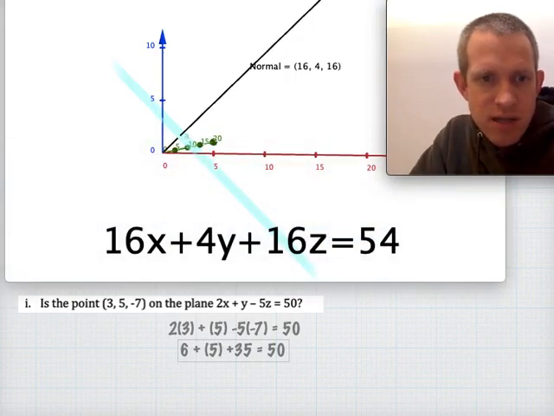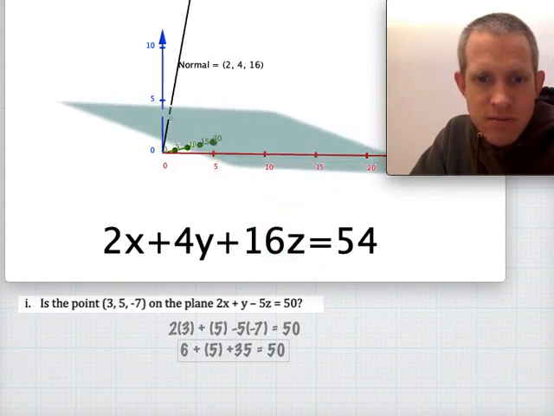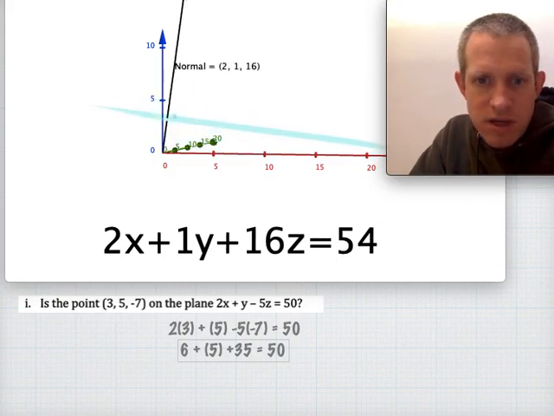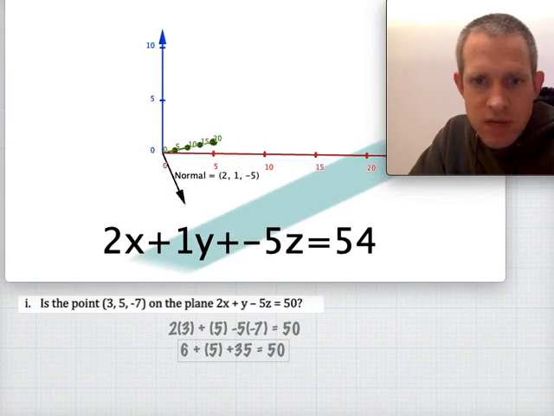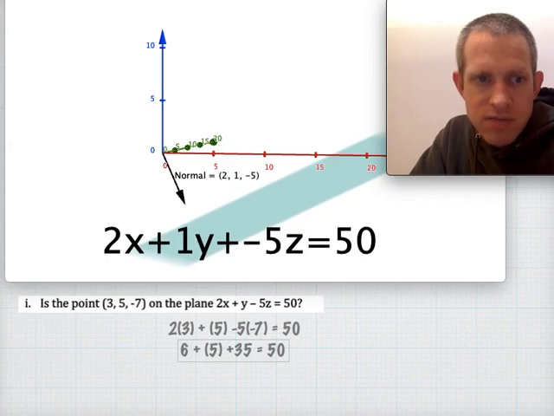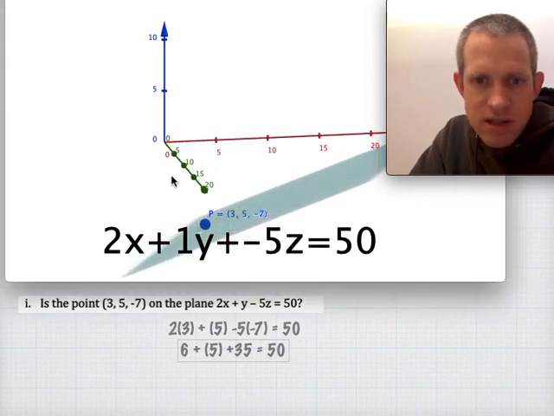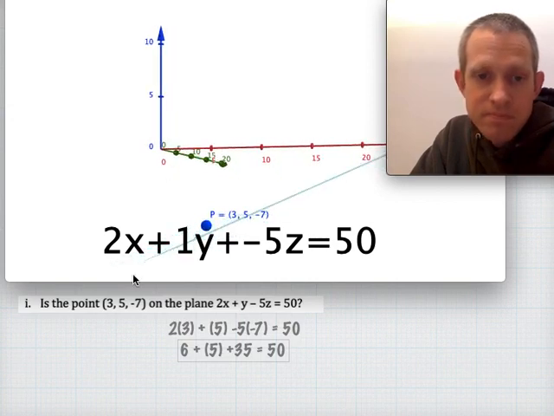Let's make our plane be 2x and 1y and minus 5z and set that equal to 50. And so here's where that plane is. And let's plot the point 3, 5, negative 7. And you'll see that that point is really close to the plane, but not quite on it.